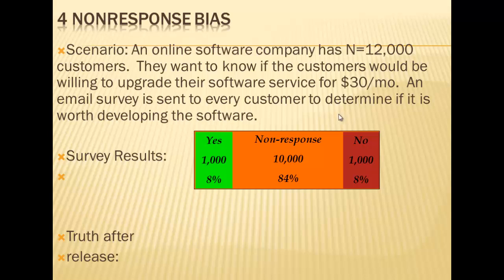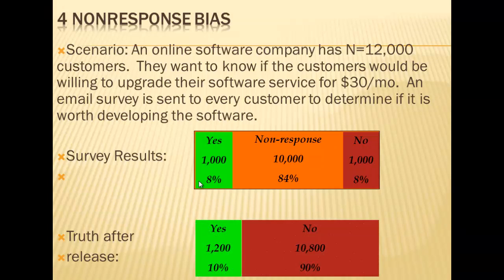1,000 nos, and a whole bunch didn't respond. They assumed it's about 50-50. In fact, they would make money if only 40% were on the yes side. They got 50-50, so they said, yes, we're going to run it. Okay, they did, and here's what happened: 1,200 did, 10,800 didn't.